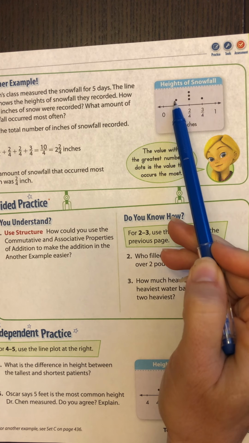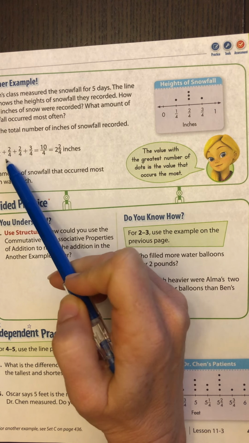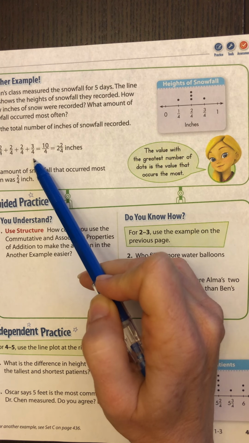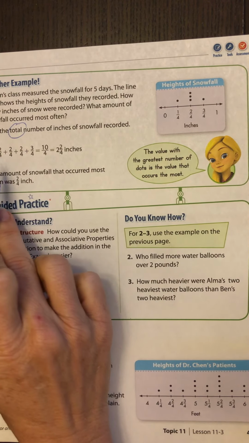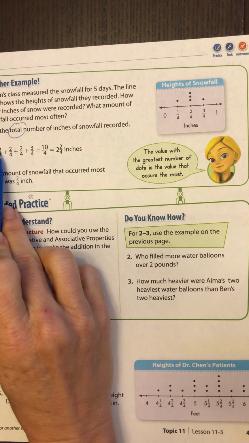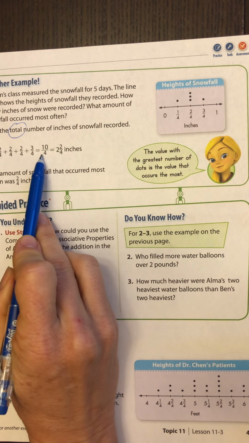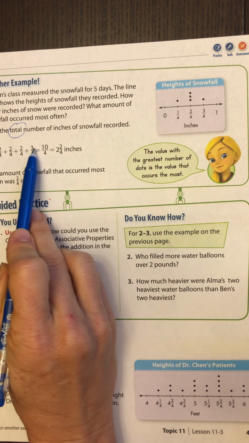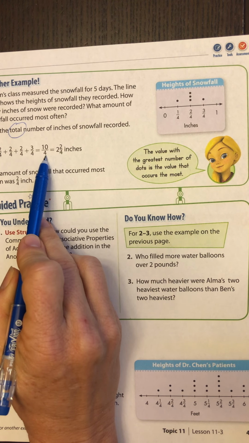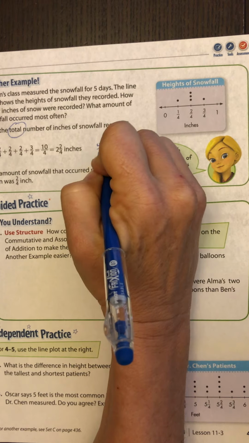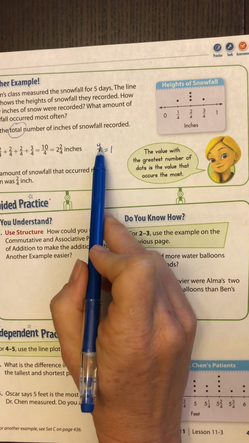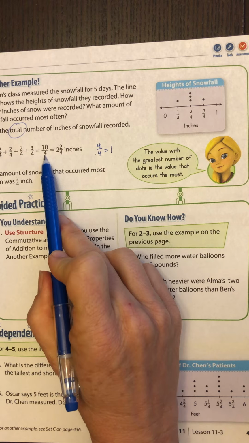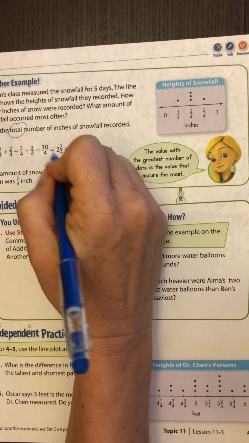Find the total number of inches of snowfall recorded. So we've got 1/4, we've got 1 of those. We have 1, 2, 3 at 2/4, and we have a 3/4. So we write all those together to add them up to get the total number. Remember, when we add fractions, if all of the denominators are the same, we just bring that denominator 4 over and we add the numerators. 2 plus 1 plus 2 plus 2 plus 3 is 10. So that's 10/4. And we know that 4/4 equals a whole. So we have 4/4 and another 4/4, which would be 8/4 to make 2 wholes, which would give us 2/4 left over. So that makes our total 2 and 2/4.